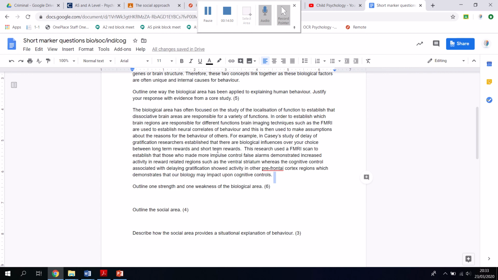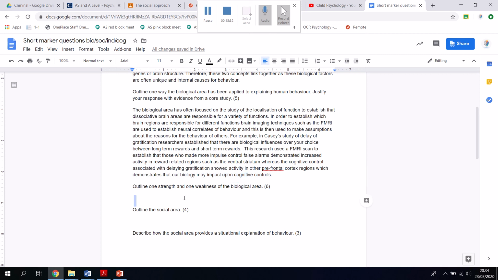Okay, so what's got me marks in this answer is I've been able to basically give a summary of what the biological area generally looks at, that gives a specific example of a behaviour that we're interested in, or a factor that we're interested in, like localisation of function. I've been able to expand on that a bit further to say how we actually apply that understanding to gaining information about why humans behave in the way they do, by saying we do this with an fMRI scanner. And why we use that fMRI scanner is it enables us to look at neural correlates. For example, here's a bit of research which does that, and that's what that suggests about the biological area. It demonstrates how biology may impact upon cognitive controls.